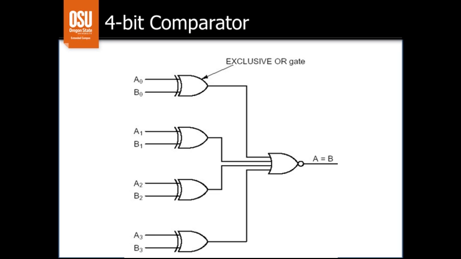But if all of them are equal to each other, all of them will produce a 0, and then 4 zeros going into a NOR gate will produce a 1, and so this will check to see if the 4-bit number A is equal to the 4-bit number B. If they are equal, the circuit outputs a 1 for true. If they differ in any one or more bits, then the circuit will output a 0, which means false, that A is not equal to B.